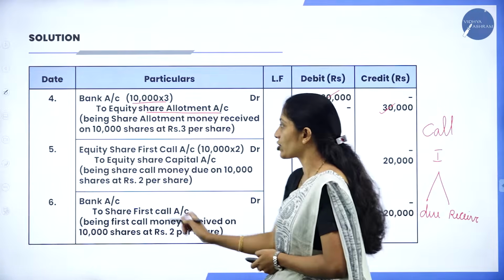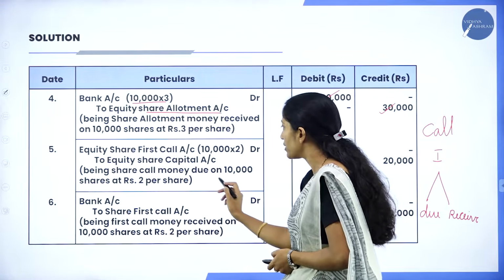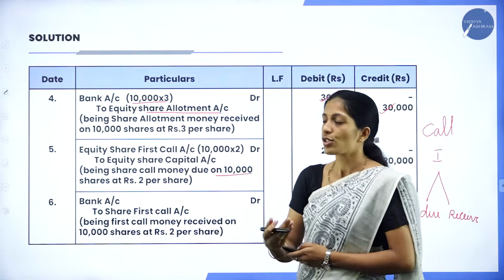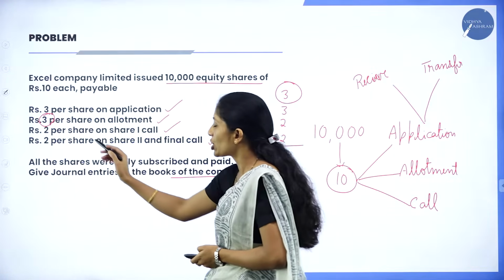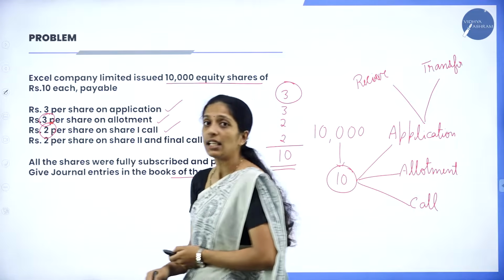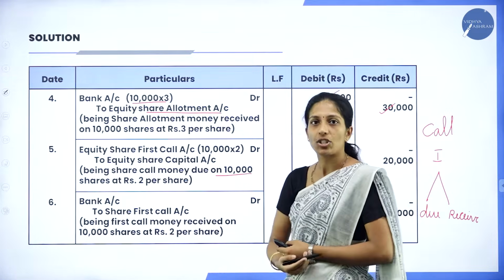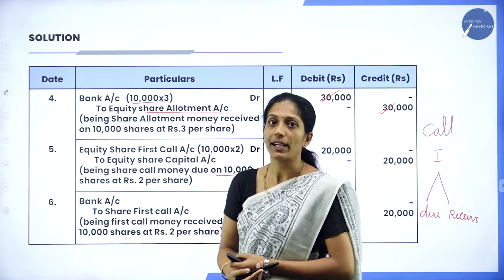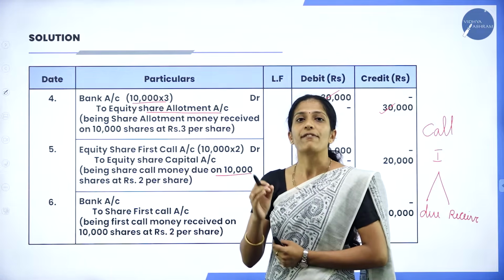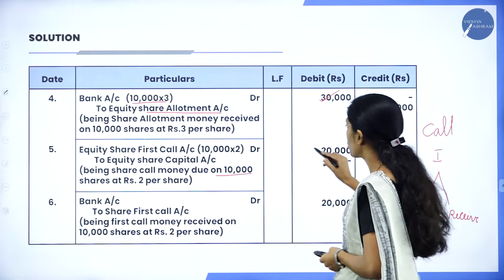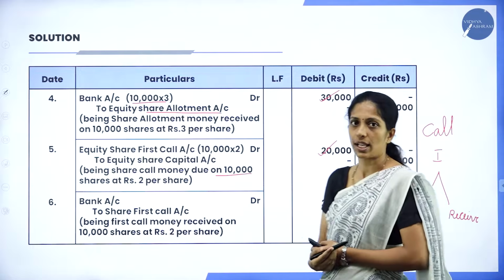So what would be the narration? Being share capital money due on 10,000 shares at rupees 2 per share. So what is the number of shares? 10,000 shares. And what is the first call money? That is 2 per share. So how do you write the entry? Equity share first call account debit to equity share capital account, being first call money due on 10,000 shares. So 10,000 into 2, that is 20,000.